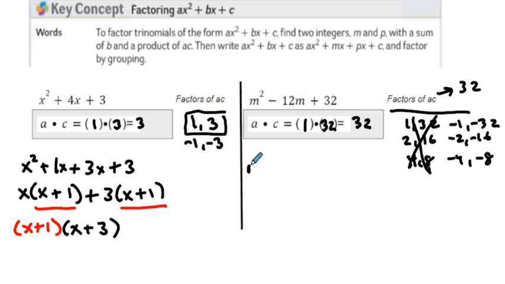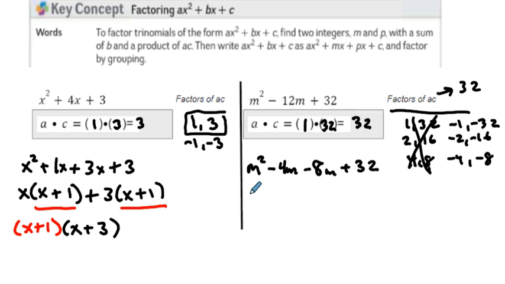All right, so let's rewrite this. We're going to go m squared minus 4m, right? And then we're going to use the -8, and then we'll put our variable there. So what we did is we decomposed this into two numbers that I know will multiply and give me that. And then your plus 32, and then dive into your factor by grouping.